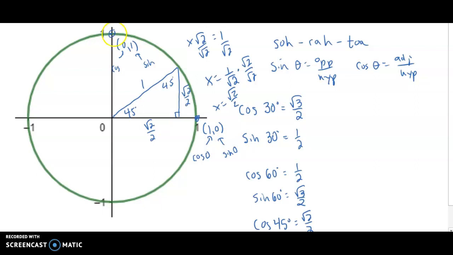If I look at this point right here, I've gone about 1/4 of the way around the circle. So again, the whole thing is 360 degrees, and 1/4 of the way would be 90 degrees. So the cosine of 90 degrees is 0, the sine of 90 is equal to 1. Now, that's great. We've got all our degree measures.